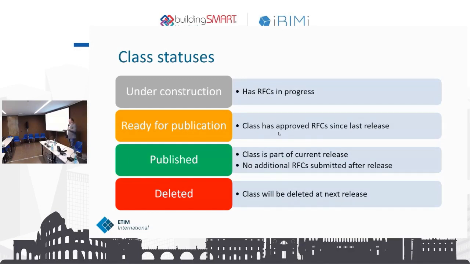Within the process, the classes can have multiple statuses. They have multiple versions. So in between versions, you can have multiple change requests. And to have some kind of overview, we have class status. So they can be either under construction, ready for publication, published, or deleted. So ETIM 9 consists of all the class versions that are published. If you're interested in the latest of the latest, you could also go for a version published, or if there is any approved RFC, I'll take it too.